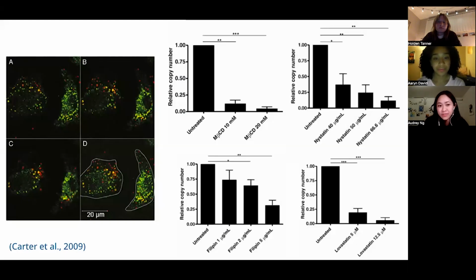So here's a few figures from that paper. The left is showing the co-localization of the virus with the lipid raft markers. And then these various graphs are 4 different agents that disrupted cholesterol. And the graphs are showing the amount of reverse transcripts created, which is basically the activity of the HIV virus. And so you can see the activity is going down as you add more of the disrupting agents.